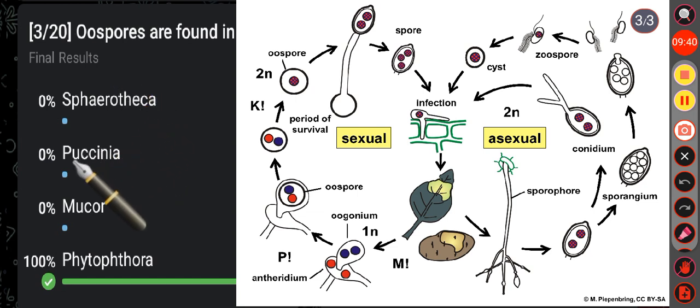Okay. Then in option B, that is Puccinia. Puccinia is a genus of fungi that causes rust disease in plants, and oospores are not typically found in the rust fungus. Okay. Then in option C, that is Mucor. Mucor is a very fast growing genus of fungi. Commonly it is known as bread mold, and remember the primary sexual reproductive structure is the zygospore, not the oospore. Okay. So oospores are found in Phytophthora.